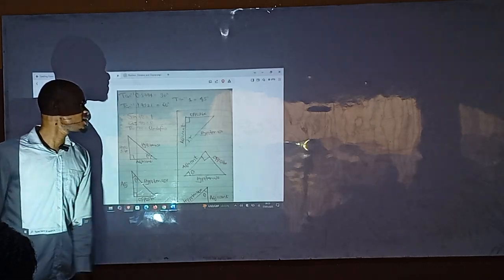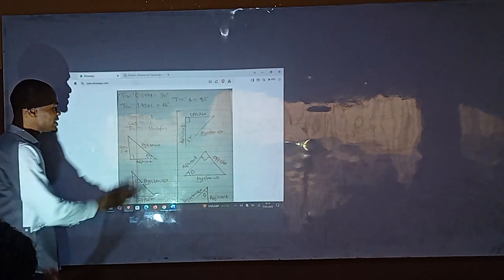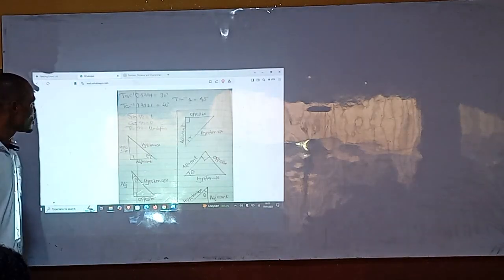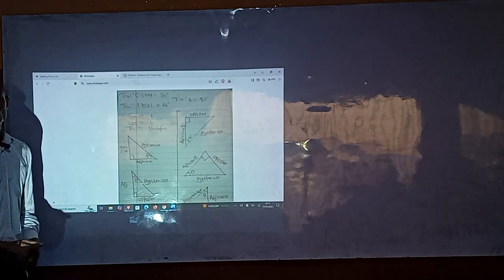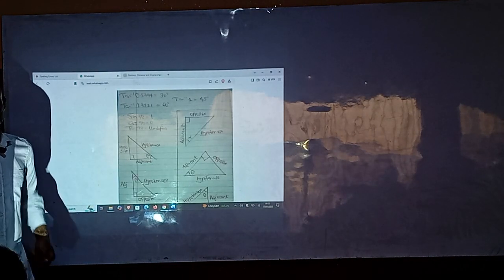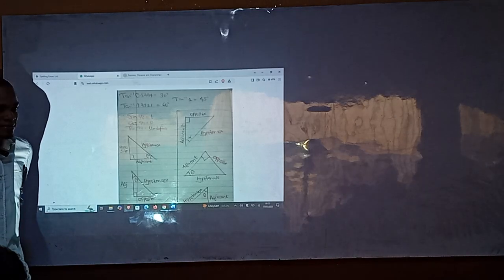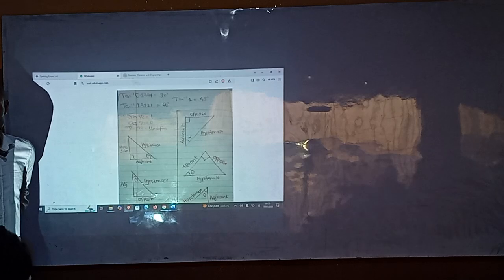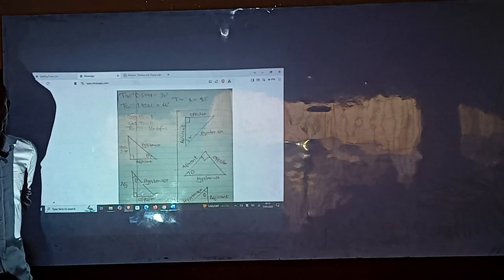Now let's study these triangles. This is called a right angle triangle. What do I call it? A right angle triangle is a triangle that has a right angle. When I say right angle, it means 90 degrees. So a right angle triangle is a triangle that has a 90 degree angle.